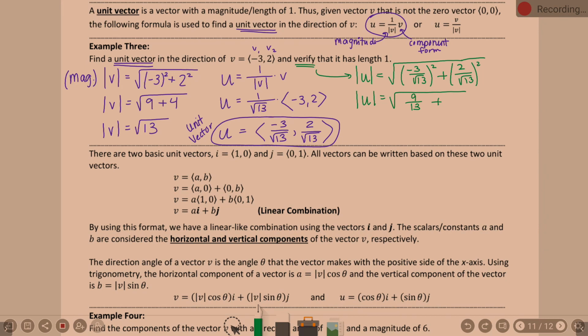What is 2 squared? 4. What is square root of 13 squared? 13. So now I have 9/13 plus 4/13. What's 9/13 plus 4/13? 13/13. And what do we know about 13/13? It equals 1. And what do we know about the square root of 1? It is 1.